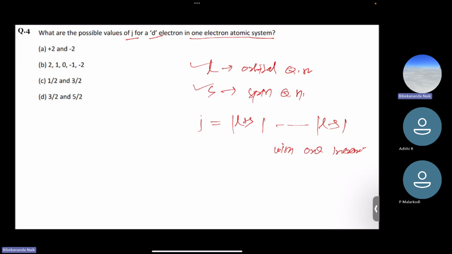If you discuss the values of L and S, the electron is present in which subshell? It is present in the d subshell. So for the d subshell, what will be the value of L? We have discussed this earlier today.